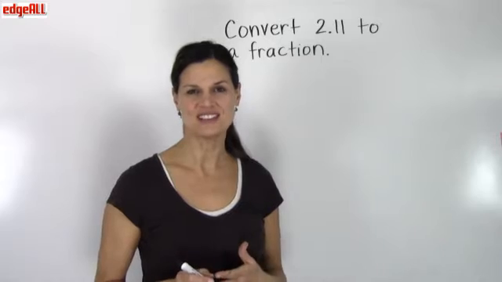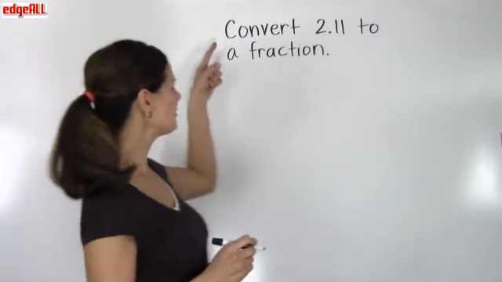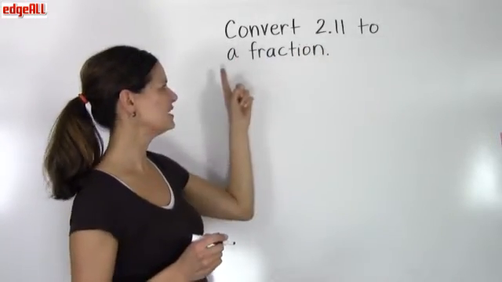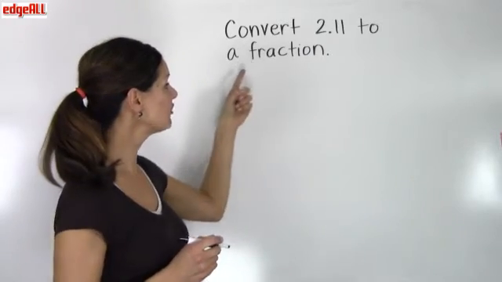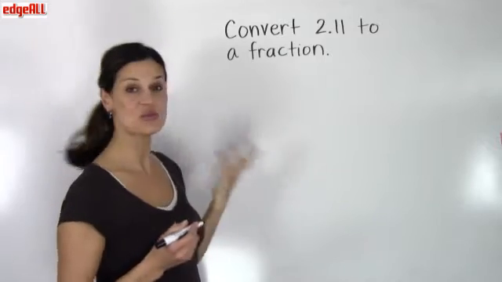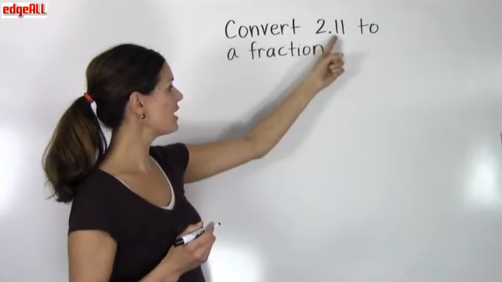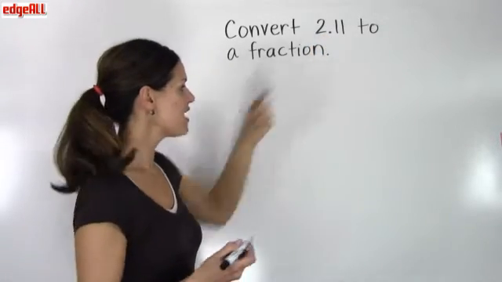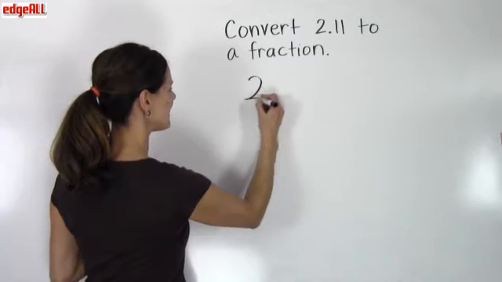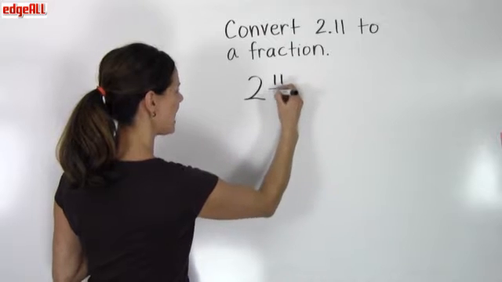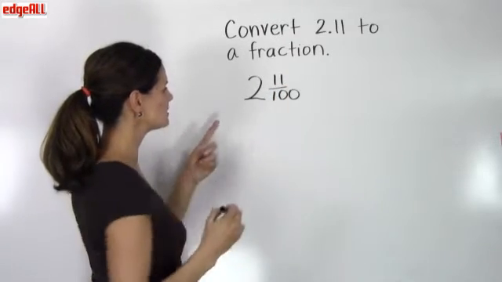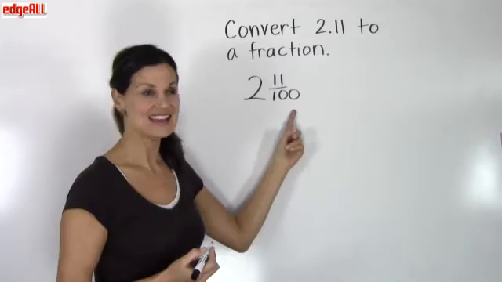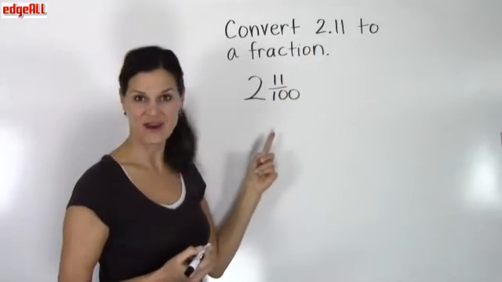The first problem that we're going to look at in our decimals and fractions is a problem in which we're asked to convert a decimal to a fraction. So it says convert 2.11 to a fraction. And so to convert a decimal to a fraction, we simply need to read the decimal aloud. So 2.11 can be read as 2 and 11 hundredths. If we were to write this as a fraction, it would look then like 2 and 11 hundredths, and it would also be read as 2 and 11 hundredths. This is the simplest way to convert between a decimal and a fraction.